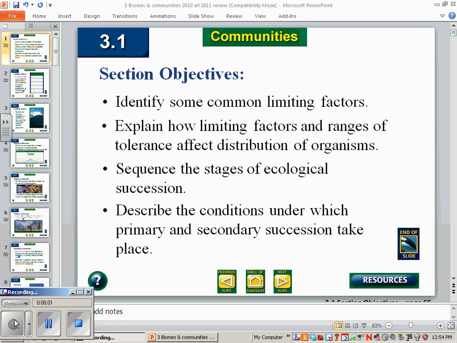Chapter 3 review, Biomes and Communities. The main factors that you need to be able to do on this particular test is be able to tell me what the limiting factors are and how they influence what is going to be living in any given area. What is the difference between primary and secondary succession?